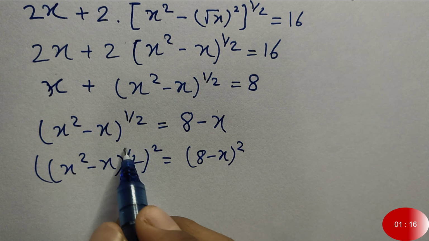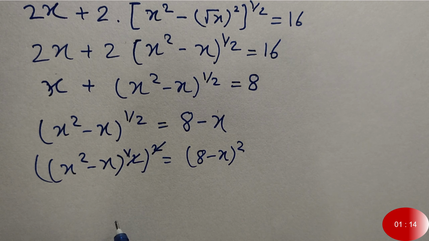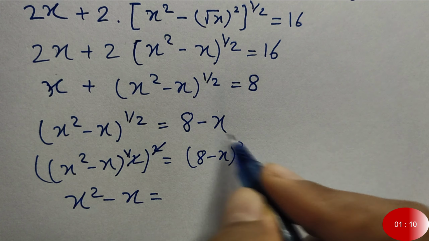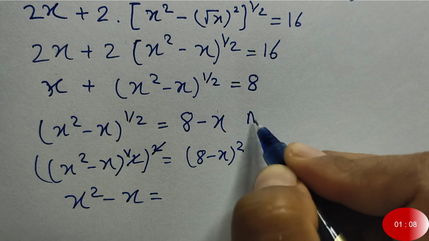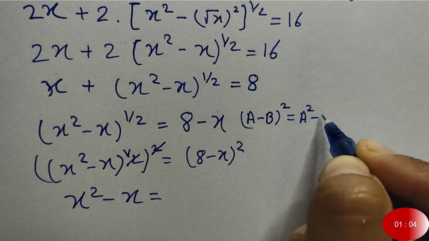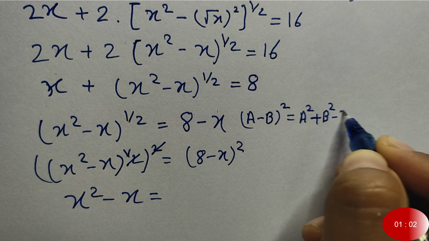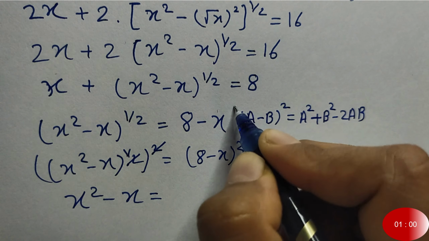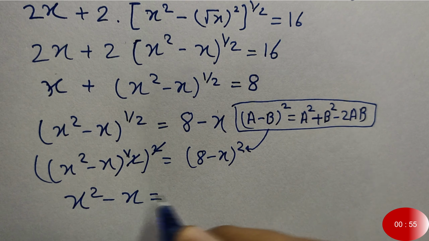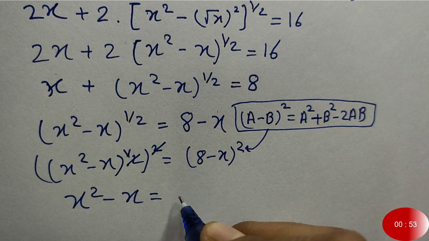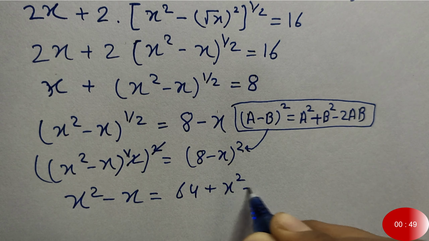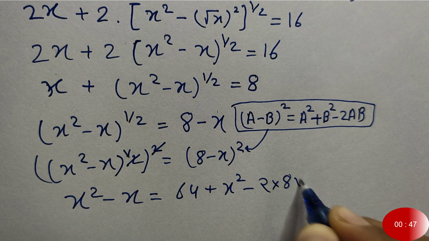On the left hand side, power 1/2 will be cancelled out by power 2. What is left? x² − x. And on the right hand side, since (a − b)² = a² + b² − 2ab, we will apply this formula on the right hand side of the equation. So it becomes a², meaning 8², which is 64, plus b², x², minus 2 into a into b.